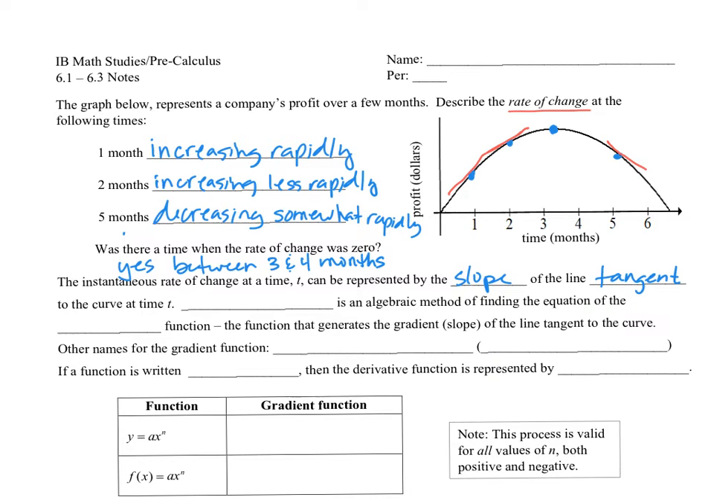And then that last point we talked about, that point between 3 and 4 months, if we draw that tangent line, notice that it's a horizontal line. Well, you'll remember from your study of Algebra 1 that the slope of a horizontal line is 0. So that means that the rate of change was neither increasing nor decreasing at that point.